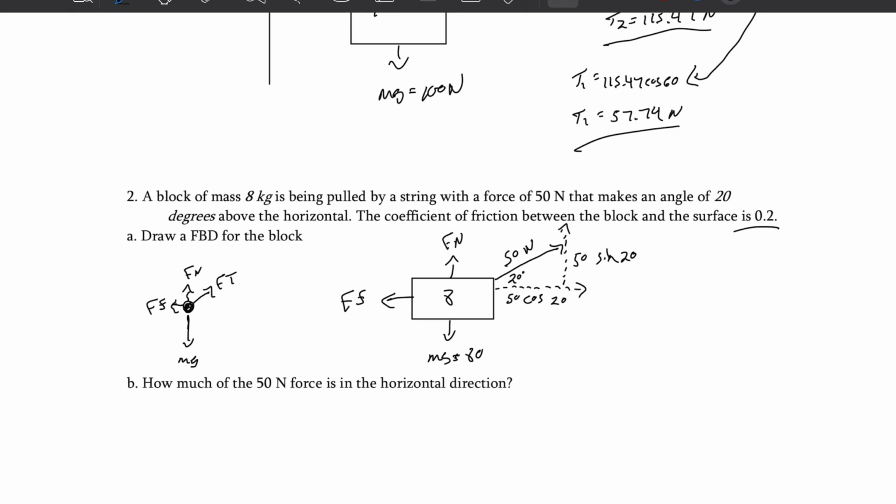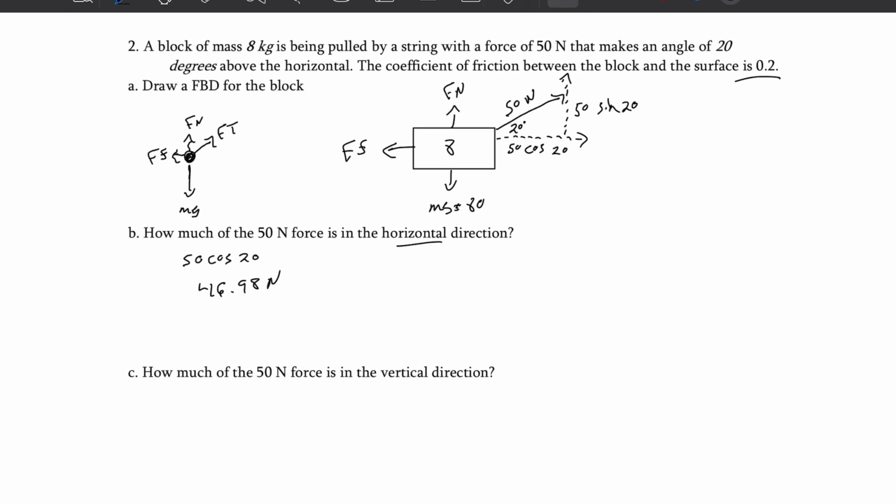How much of the 50 Newton force is in the horizontal direction? The horizontal component of the 50 Newton pull is calculated as 50 cosine 20. In degree mode, from my calculator, I got 46.98 newtons, of course. How much of the 50 Newton force is in the vertical direction? Vertically, that's the up or down. I have it calculated as 50 sine 20. 50 sine 20 in my calculator, in degree mode, I got 17.1 newtons.